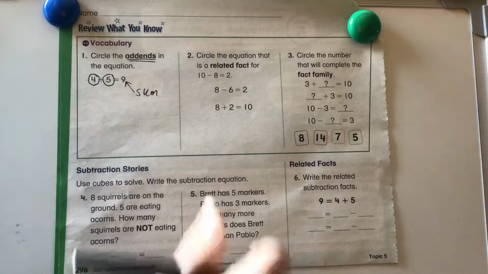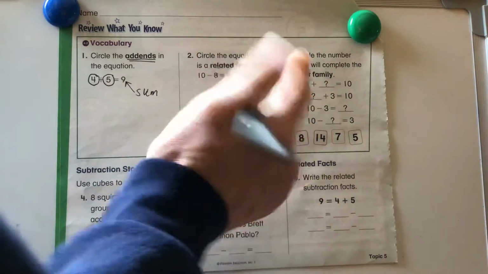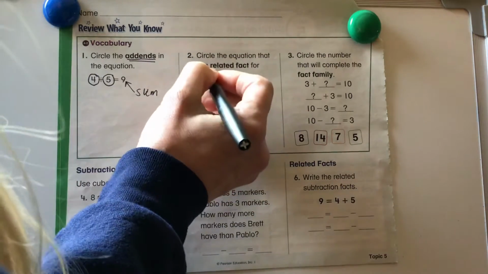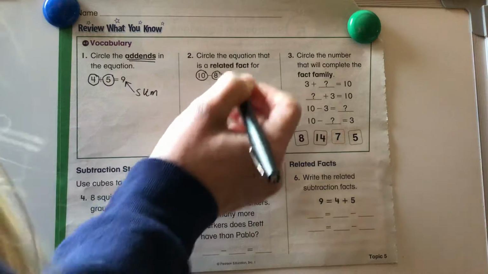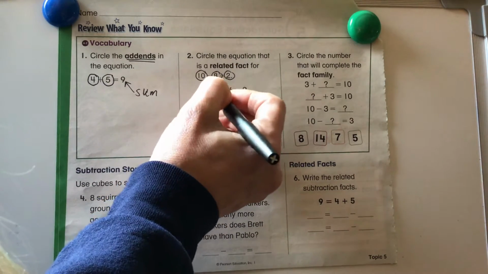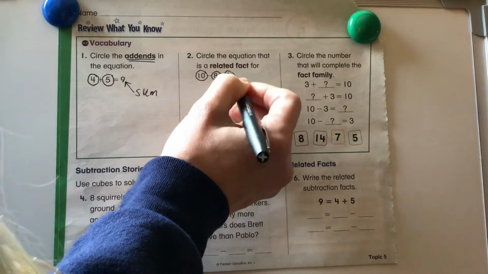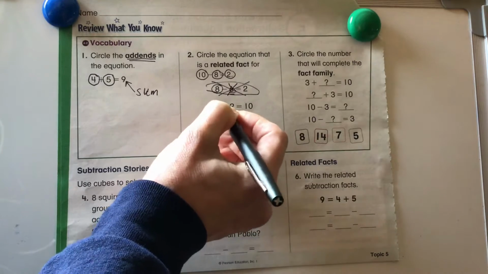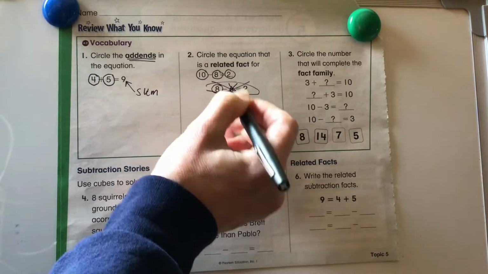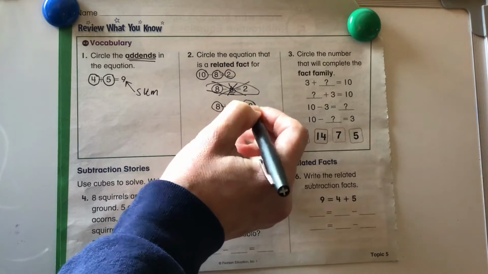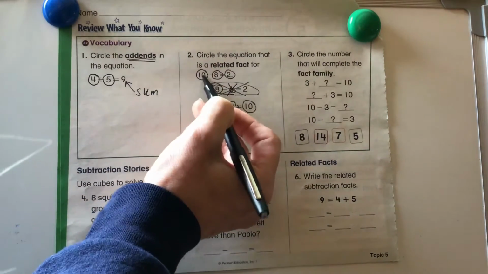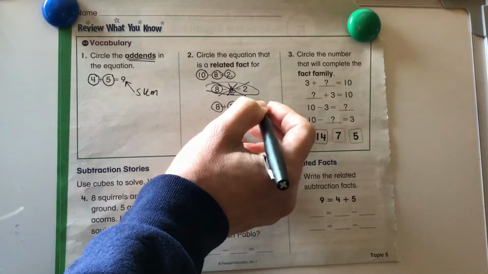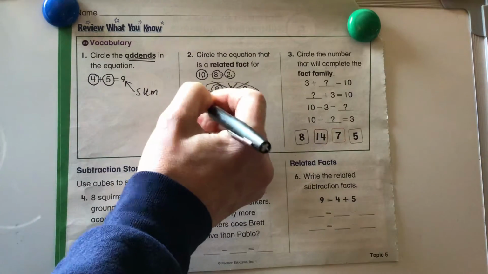Okay? Number 2. Circle the equation that is a related fact for 10 minus 8 equals 2. So we want to make sure it has a 10, an 8, and a 2. So let's see, this one has an 8, yep, that matches. This has a 6. So we know right away this whole equation is not going to work. But this one has an 8, a 2, and a 10. Now we need to check it. 10 minus 8 is 2. That's correct. And 8 plus 2 is 10. Yep. So this one is going to be our correct one.